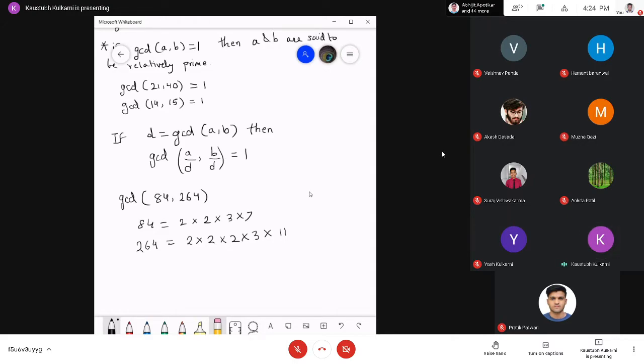And then you find out the common factors. So the common prime factors are 2, 2, 3. So the GCD will be the product of the common factors, that is 2 into 2 into 3, which is 12.